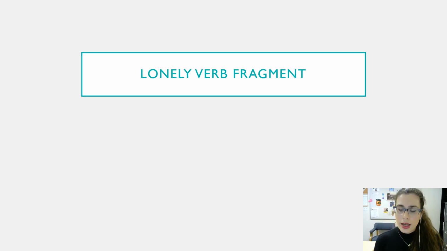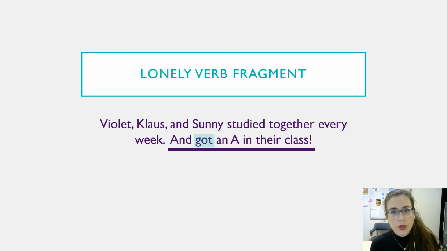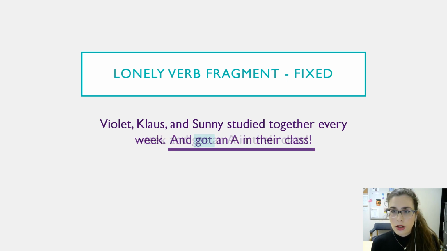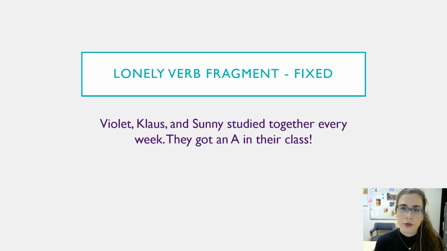For example, let's say I have these 2 groups of words. Violet, Klaus, and Sunny studied together every week. And got an A in their class. Can you spot the lonely verb? It happens in that second group of words. We have a verb, got, but no subject. As with most fragments, there are a few ways we can fix this. One would be to remove the period and simply let the subject of the first group of words, Violet, Klaus, and Sunny, have 2 verbs, studied and got. We could also keep the period but add a subject for that second group of words. They got an A in the class.